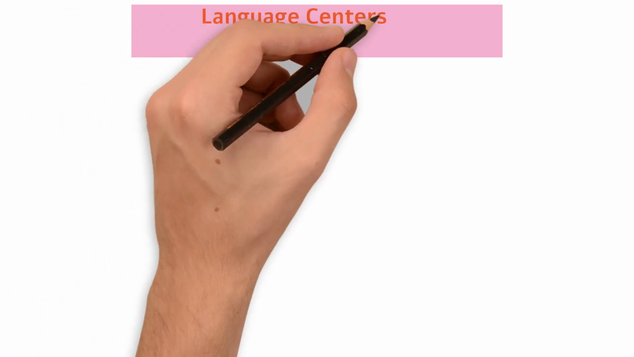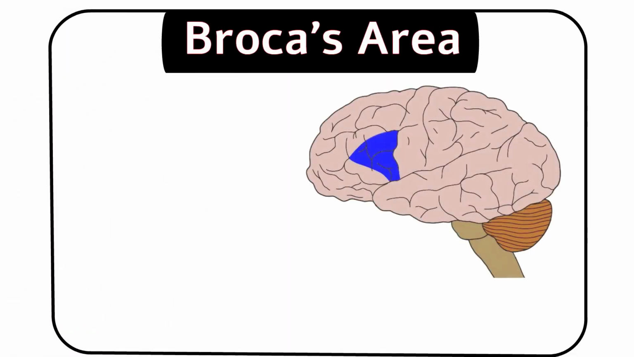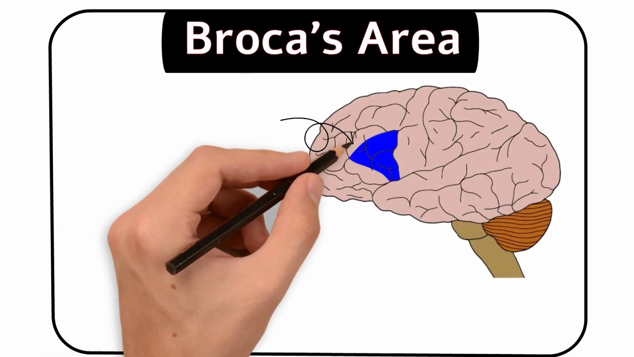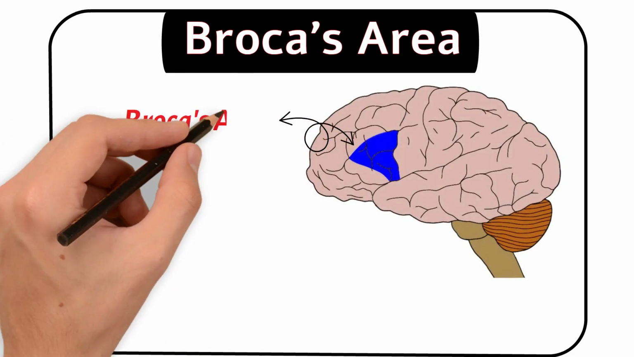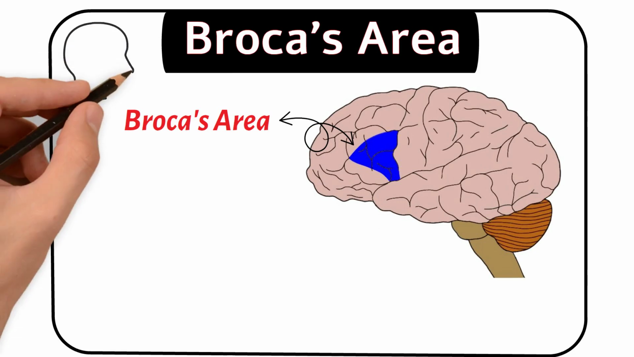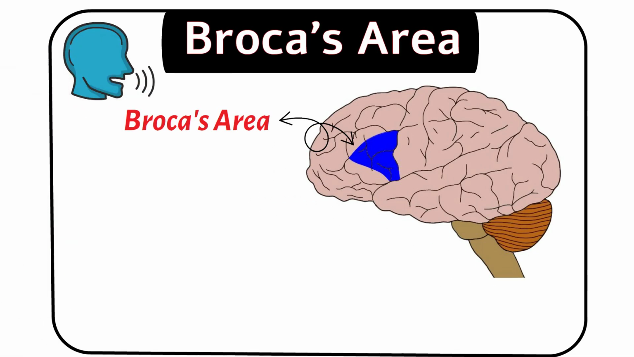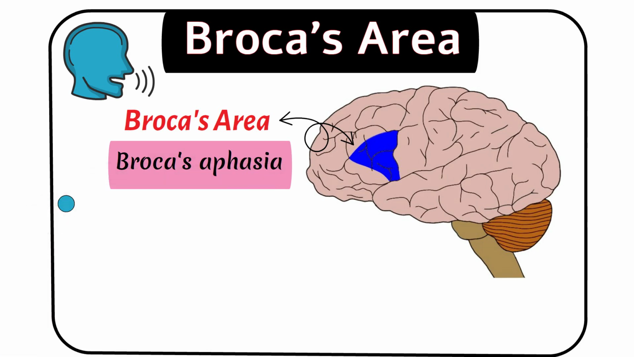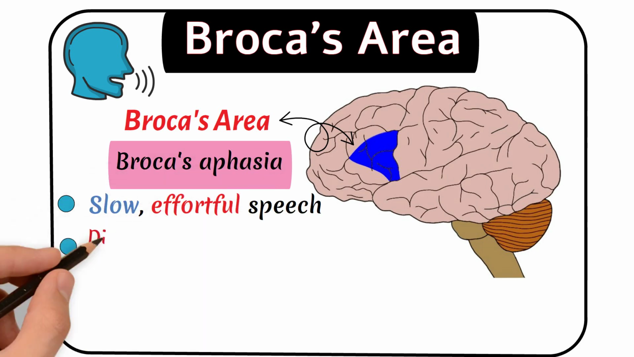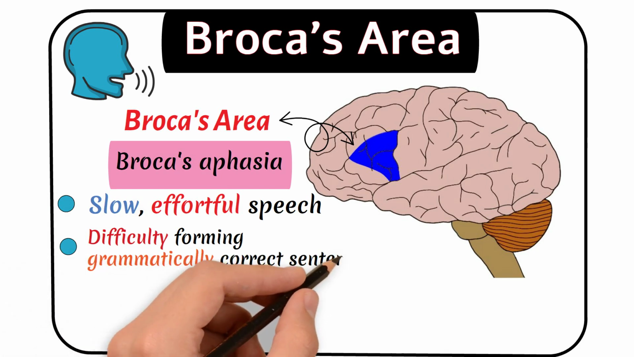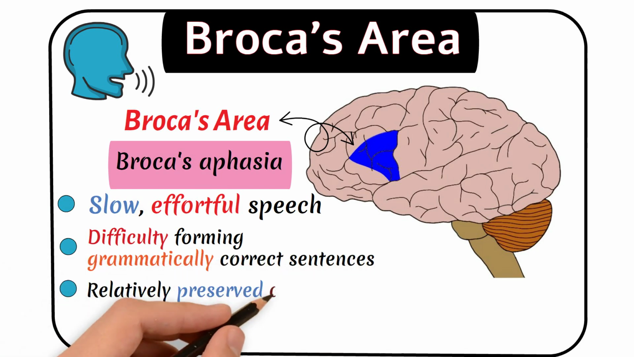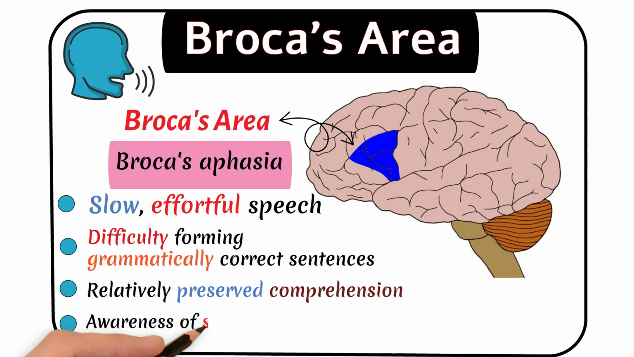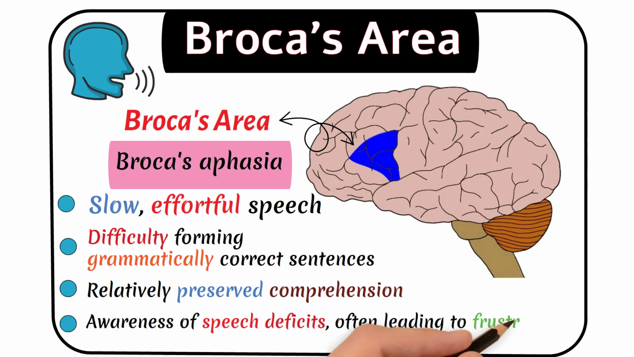Language centers and hemispheric lateralization. Broca's area. Located in the frontal lobe, usually in the left hemisphere, Broca's area is primarily responsible for speech production and language processing. Damage to this area results in Broca's aphasia, characterized by slow, effortful speech, difficulty forming grammatically correct sentences, relatively preserved comprehension, and awareness of speech deficits, often leading to frustration.